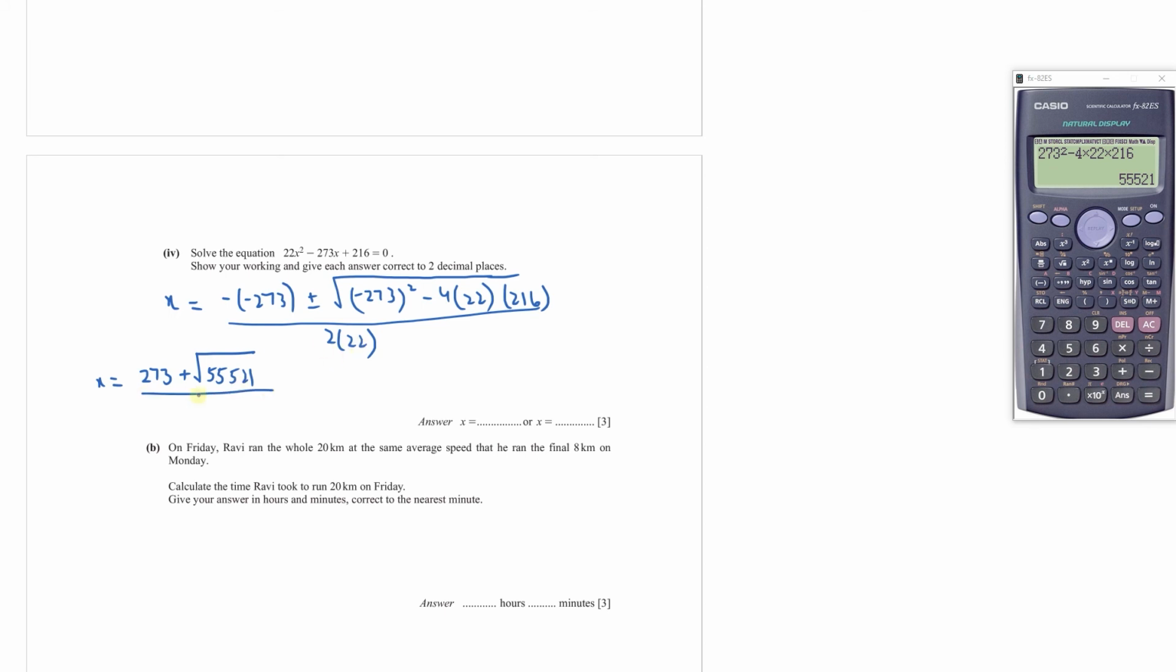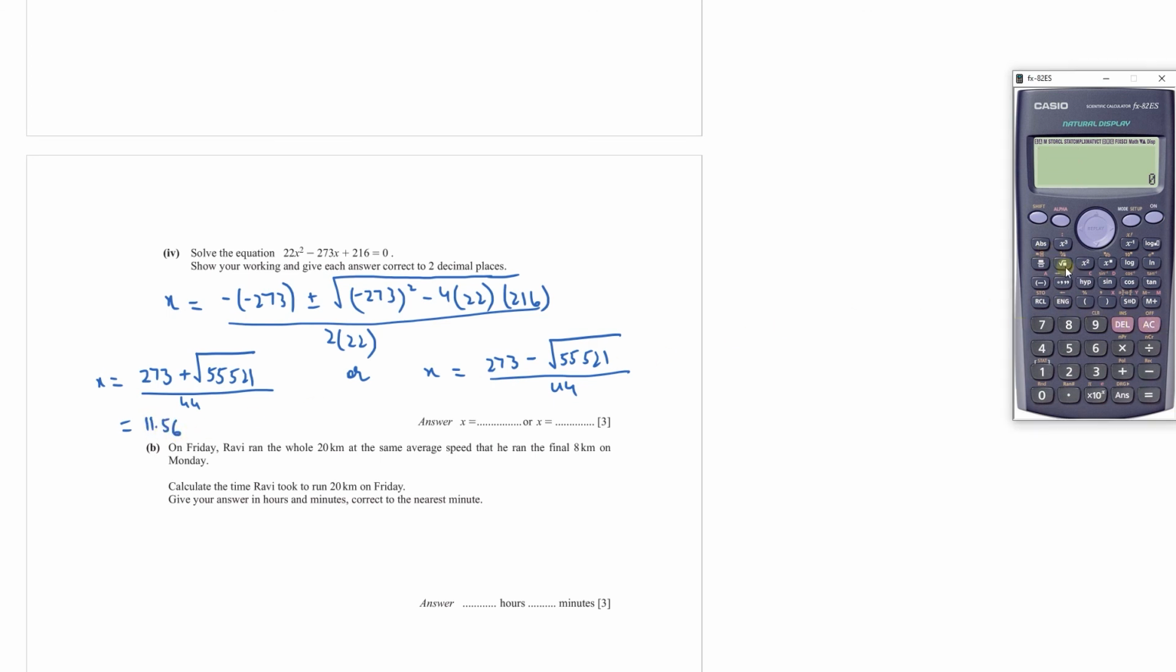55,521 divided by 44, or x equals 273 minus square root of 55,521 divided by 44. So let's calculate this. Square root of this plus 273 and then divide by 44. So this is 11.5. You have to write up to 2 decimal places, so here 11.56.